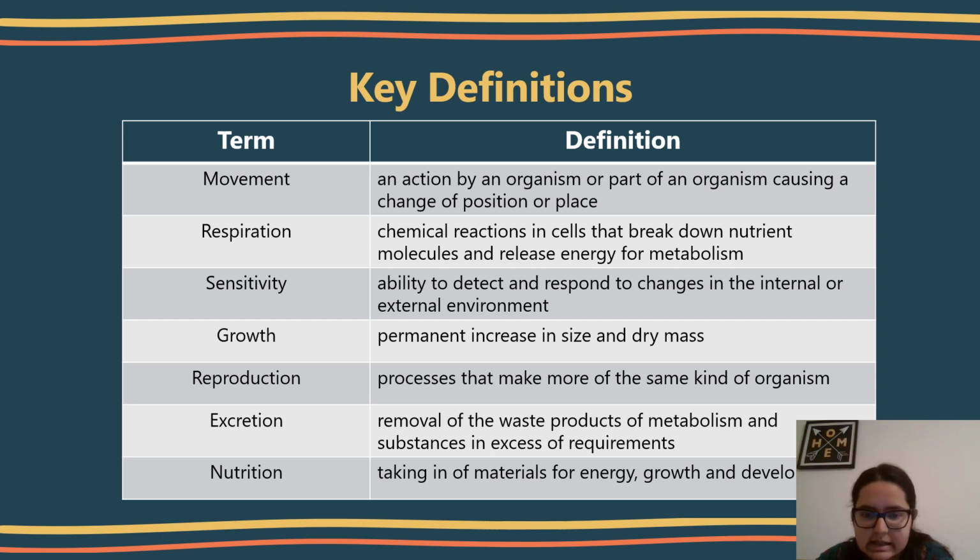Reproduction is a process that makes more of the same kind of organism. So organisms can reproduce to produce their offspring. And fertile offspring is produced when organisms from the same species breed. But if organisms from different species breed together, they produce an infertile offspring. Then we have excretion, removal of the waste product of metabolism and substances in excess of requirement.